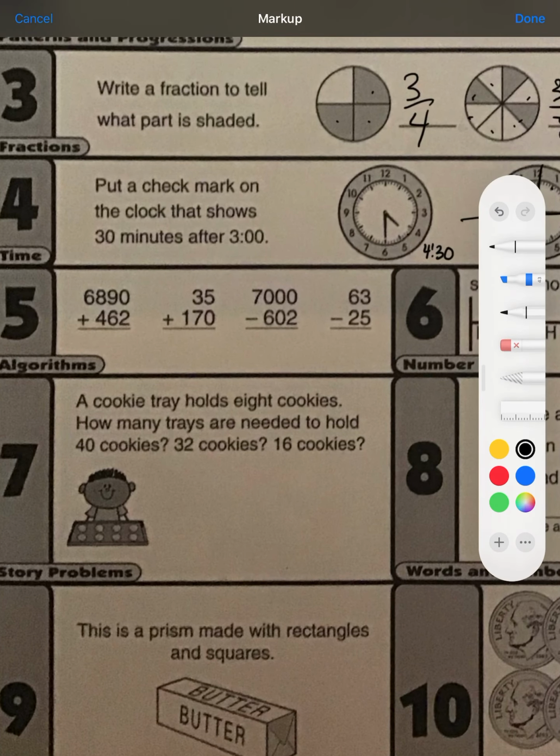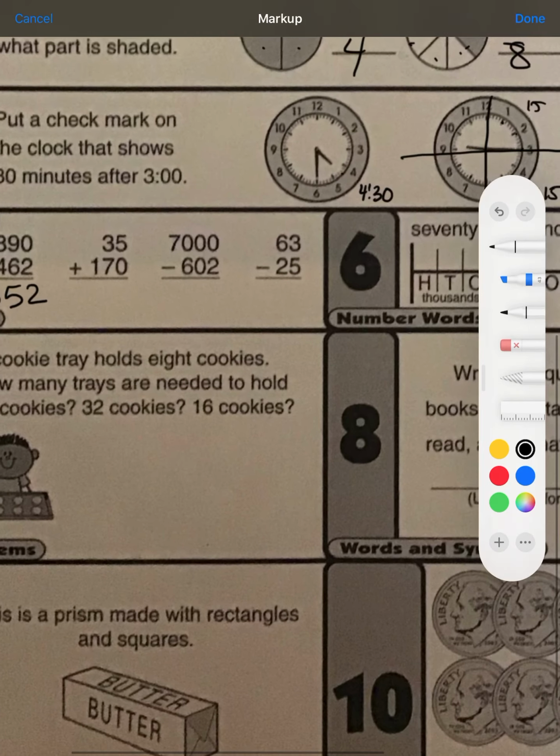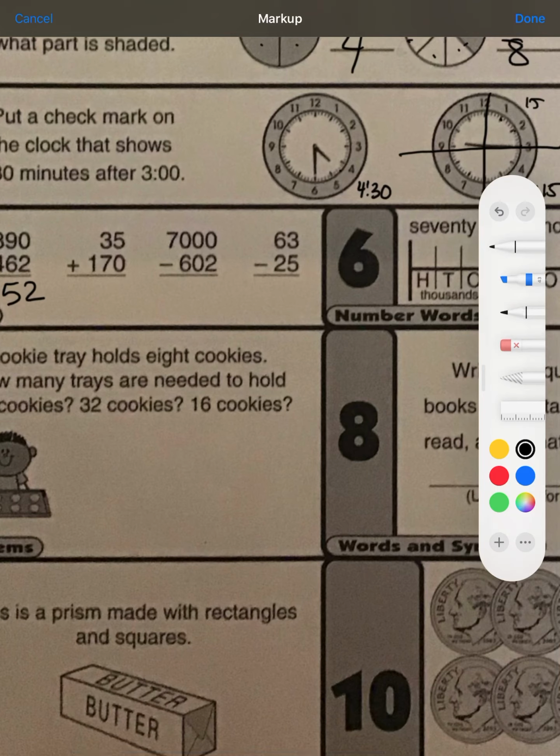Okay, algorithms. So remember, look at the sign, that's plus. 2 plus 0, 9 plus 6, 8 plus 4 is 12, plus 1 is 13, 6 plus 1 is 7, so 7,352. Okay, 35 plus 170, 205.